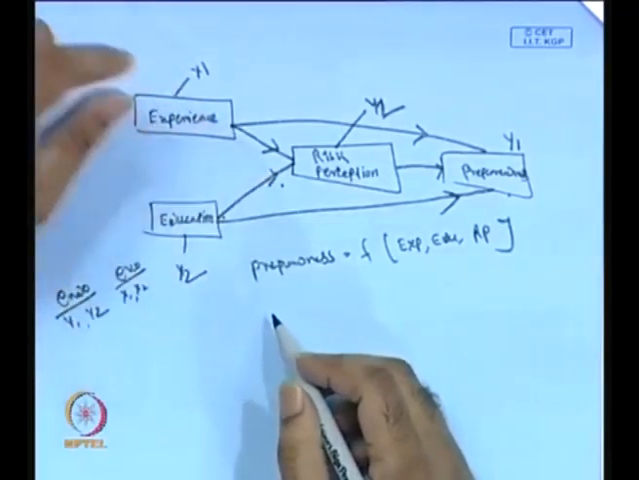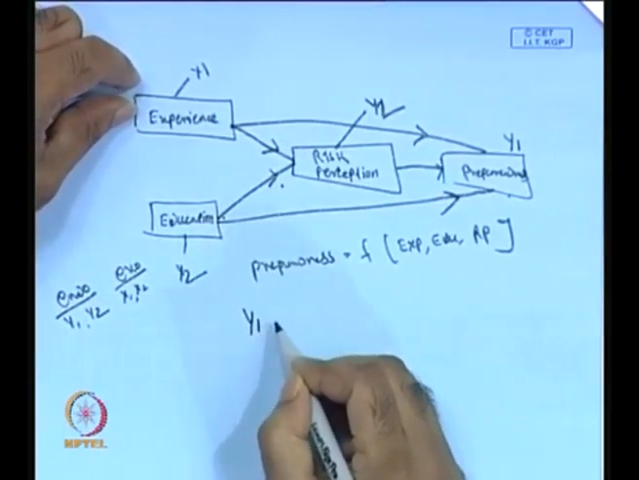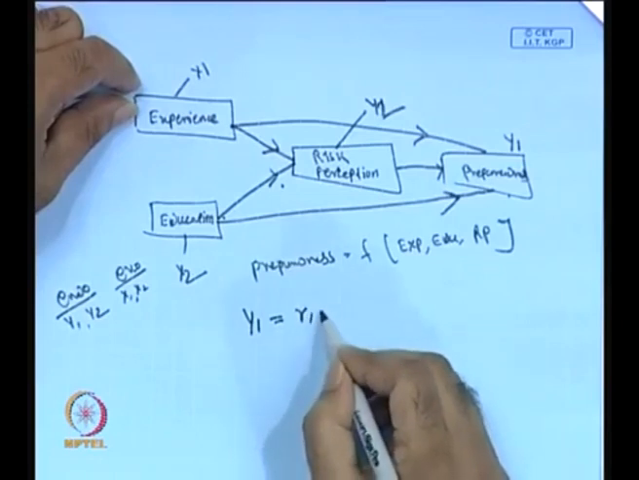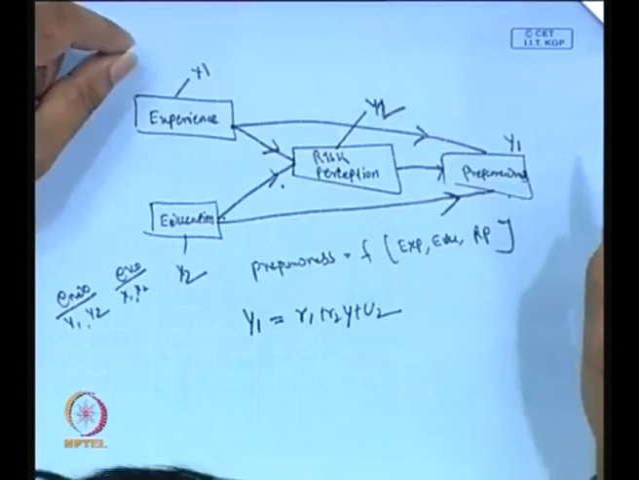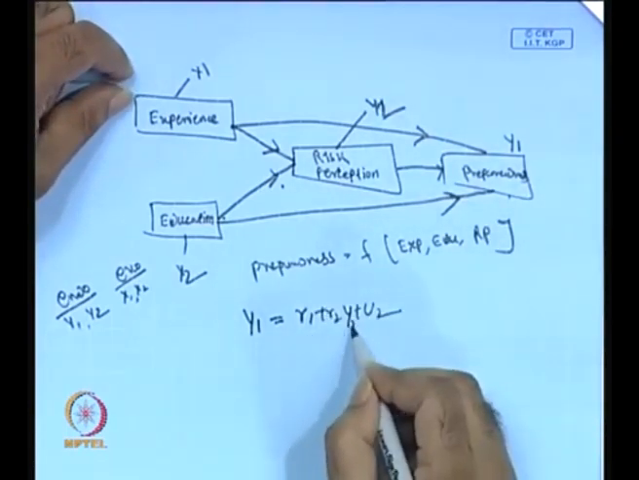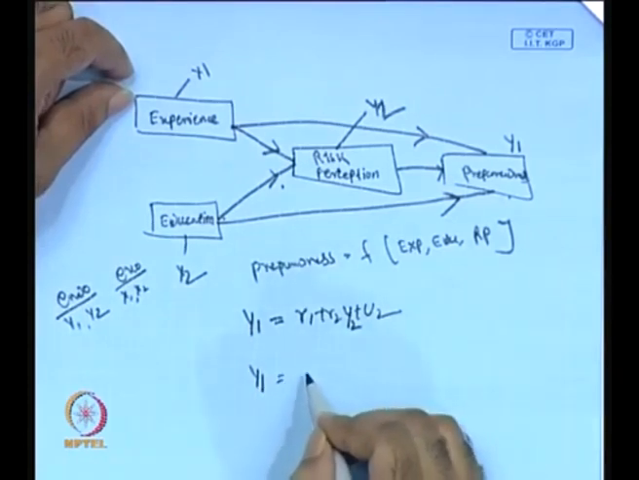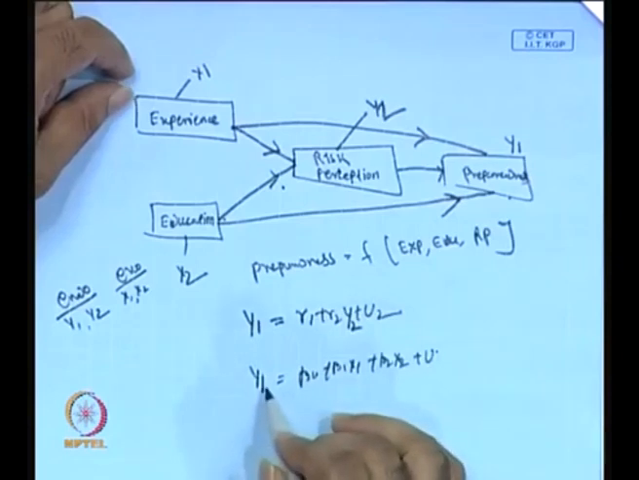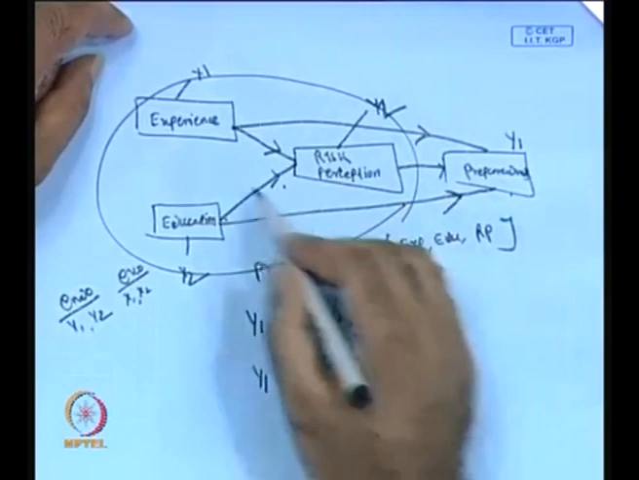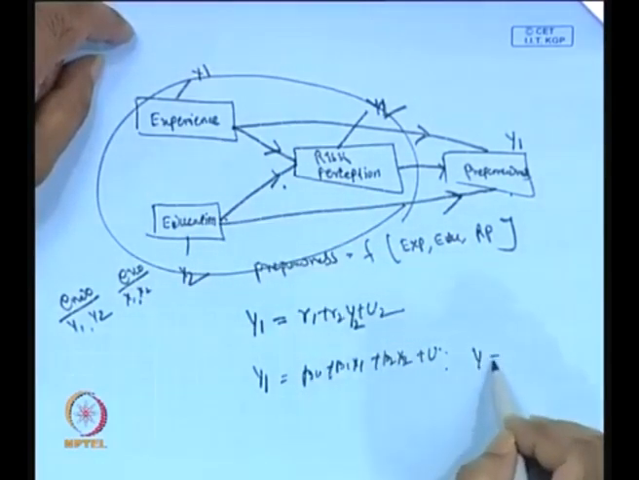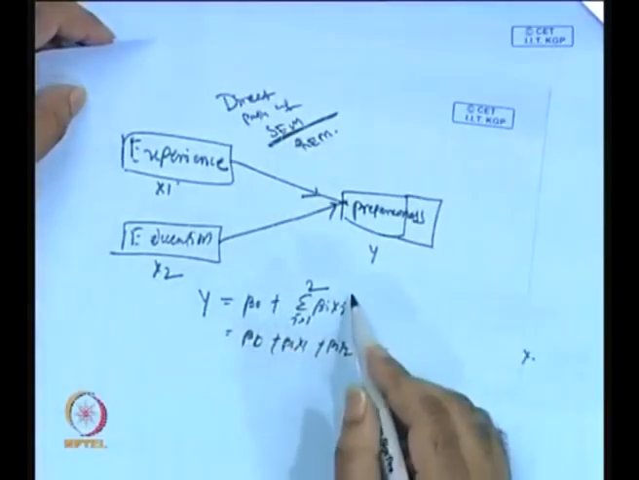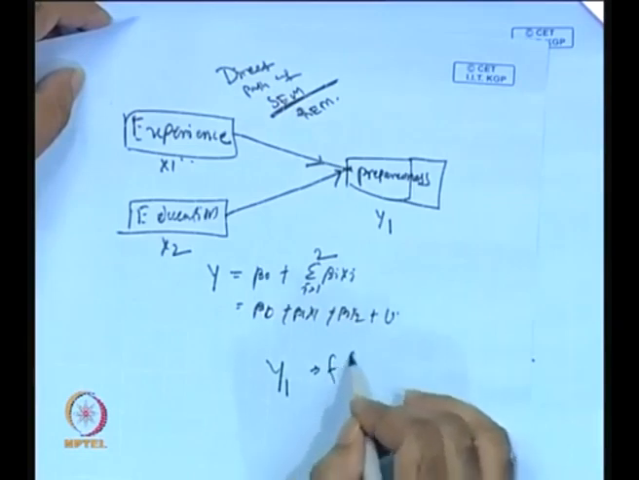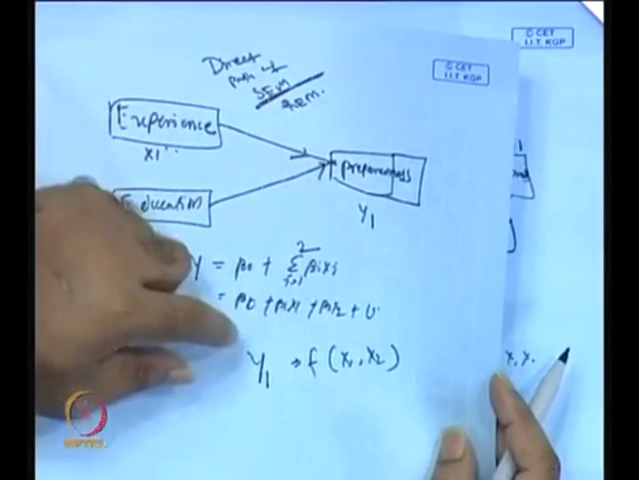Okay, so for this particular problem, what I will do is go first to what we have already highlighted: y1 equal to gamma 1 plus gamma 2 y2 plus u2. But we have also highlighted y1 equal to beta 0 plus beta 1 x1 plus beta 2 x2 plus u. This is the particular setup we have highlighted, where y1 is a function of x1 and x2 only.